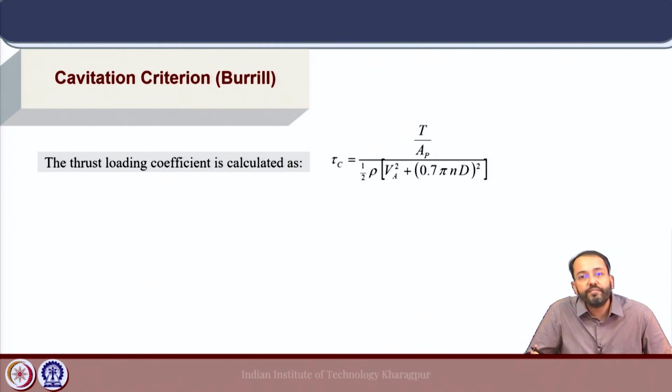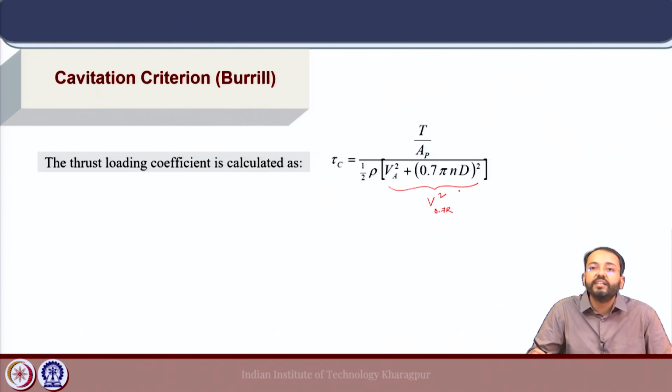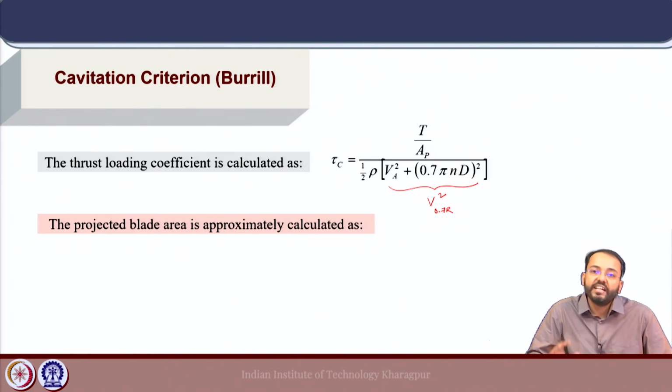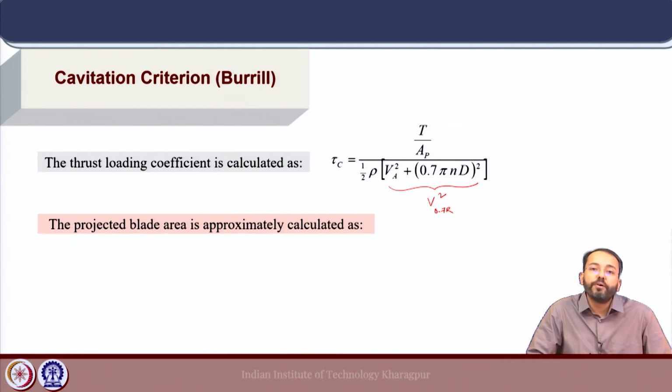So, the thrust loading for this cavitation criteria is expressed in this form: thrust by half rho V squared, which is the resultant velocity. So, this particular expression is actually V 0.7R squared, the resultant velocity at 0.7 R, right, and AP is taken as the projected area of the propeller blade at that particular condition. That means it will depend on the pitch of the propeller blade, because we have seen in propeller geometry that the pitch of the propeller blade will be reflected in the projected area of the propeller blade.